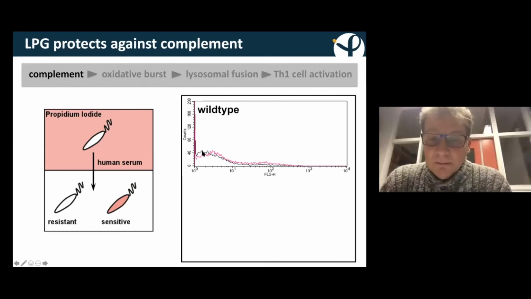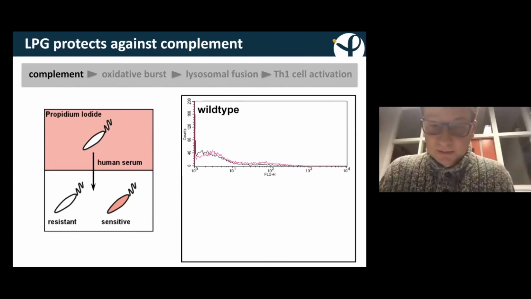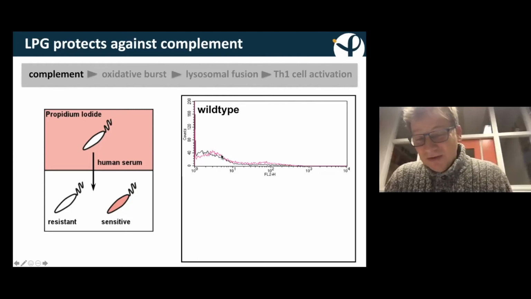And so in black is a control, no serum added, but in the presence of the red fluorescent dye, and you see, well, they're not really very red. Then I added the serum. There's a little tiny thing. You see that there's a little shift, a little bit more red, but nothing really dramatic.